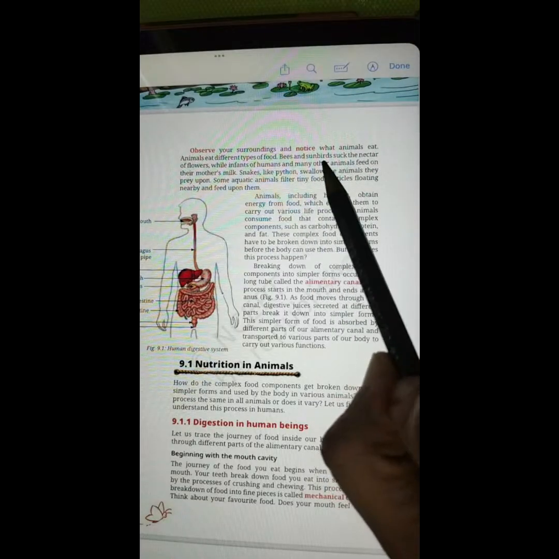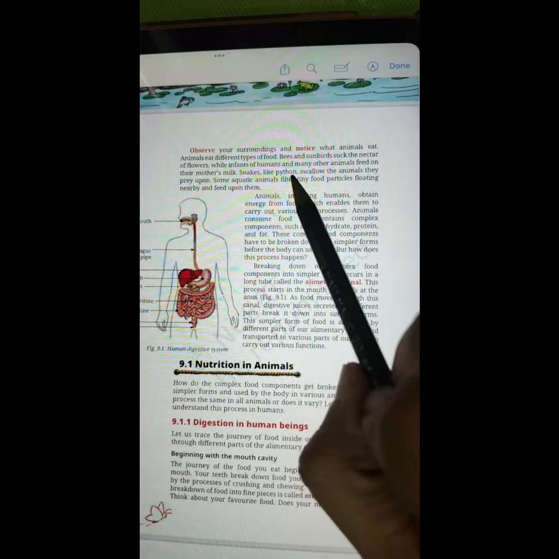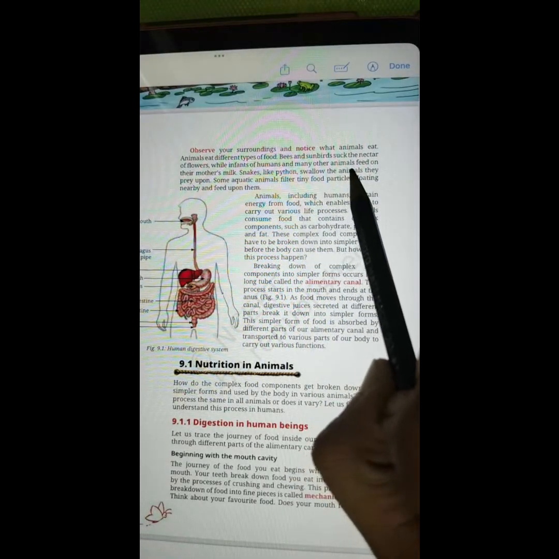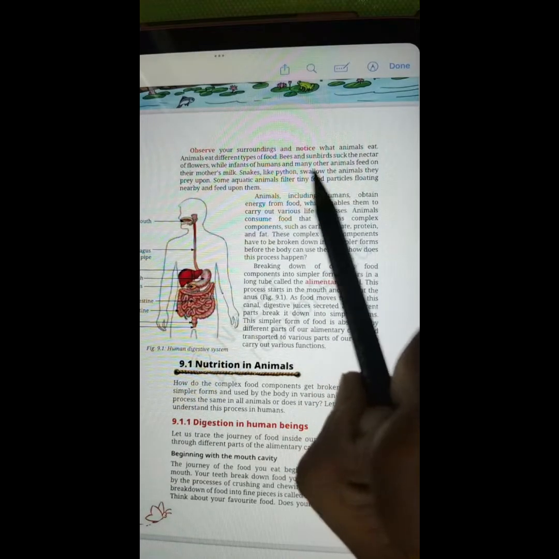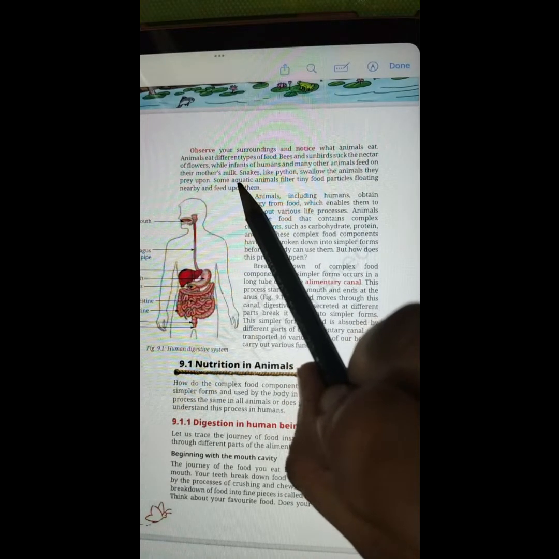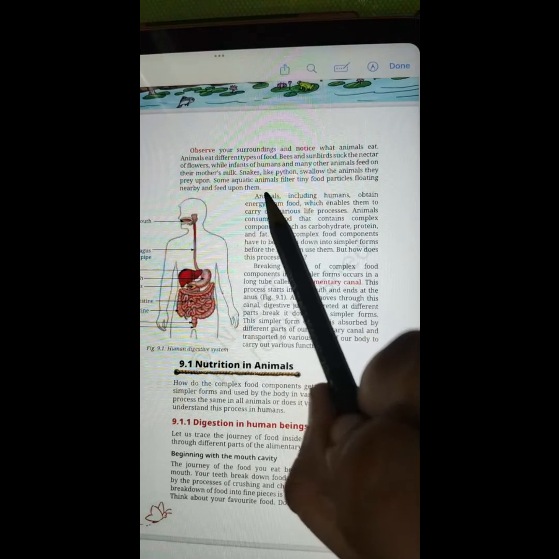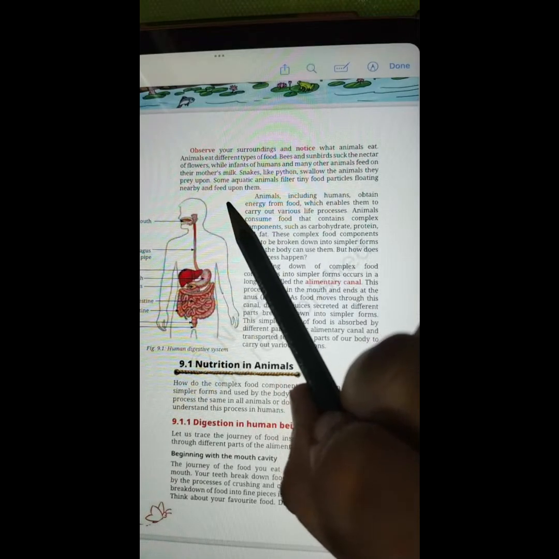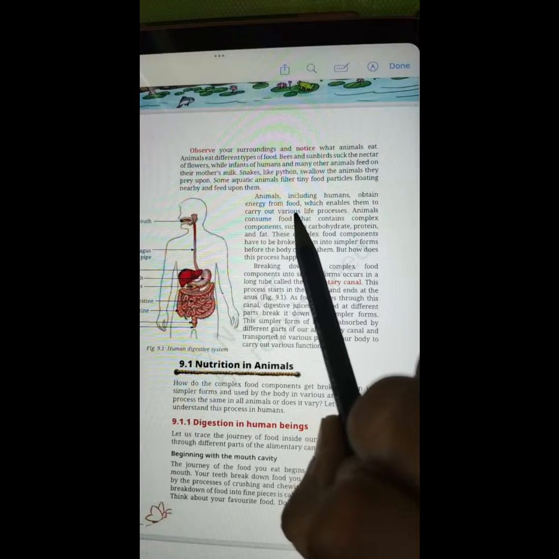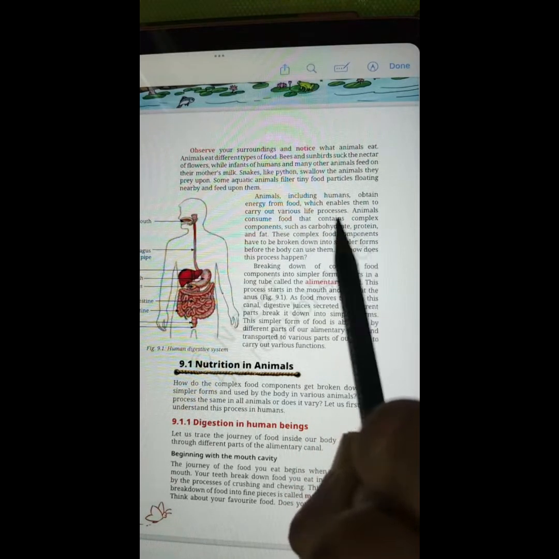Observe your surroundings and notice what animals eat. Animals eat different types of food. Bees and sunbirds suck the nectar of flowers, while infants of humans and many other animals feed on their mother's milk. Snakes like pythons swallow the animals they prey upon. Some aquatic animals filter tiny food particles floating nearby and feed upon them. Animals, including humans, obtain energy from food, which enables them to carry out various life processes.